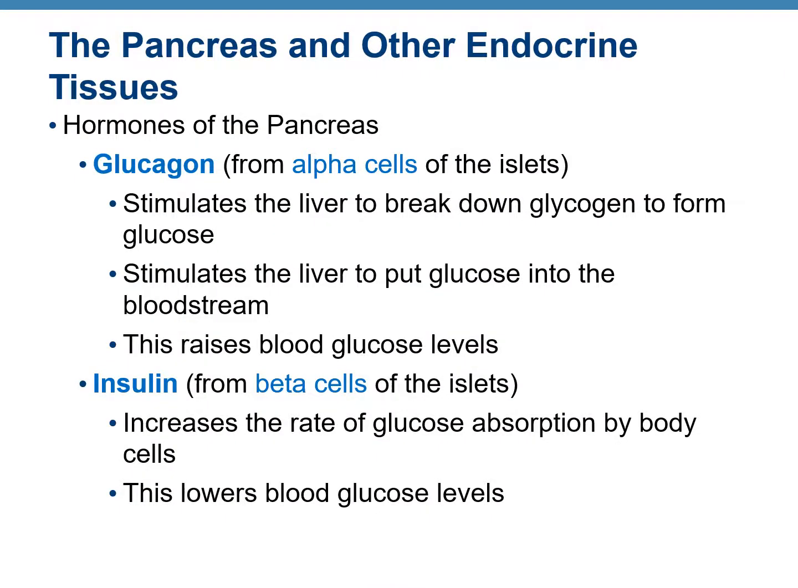The four cell types of the pancreas secrete four different hormones. The alpha cells secrete glucagon, which stimulates the liver to break down glycogen to form glucose. That means it elevates the level of glucose in blood. The beta cells secrete insulin, which causes the blood glucose levels to go down. It increases the rate of glucose absorption by body cells.